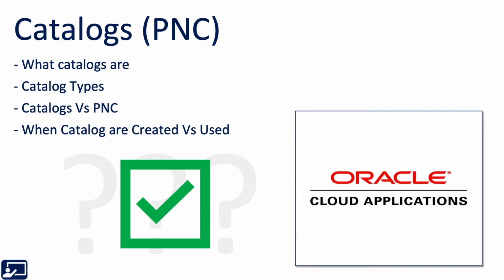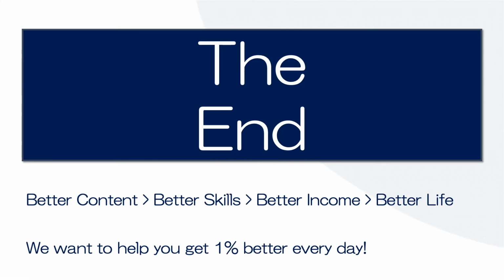So let's recap. You should now understand a lot more about catalogs or pre-negotiated content. You should understand what catalogs are, the different types of catalogs, right? So local, remote, information. Catalogs versus pre-negotiated content. You should understand when a catalog is created versus when a catalog is used. Still not sure? Go ahead and watch it again. It's free. But if you understand the material, it's time to move on to the next lesson in this course.